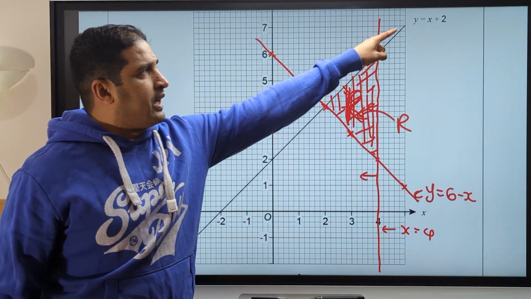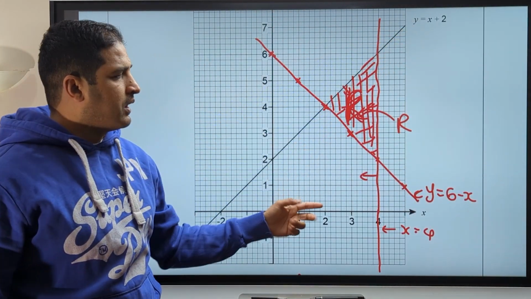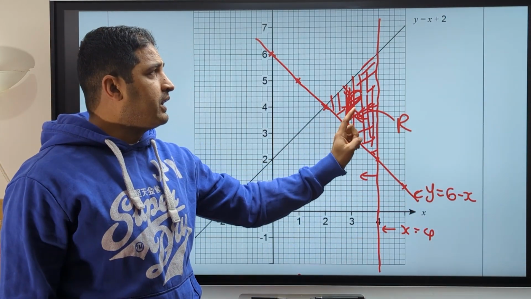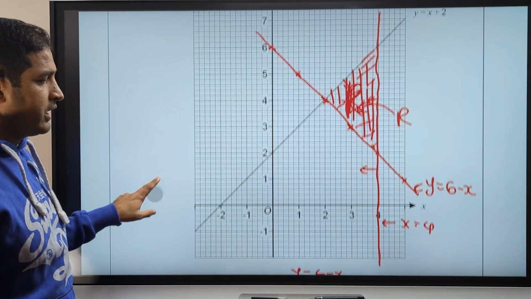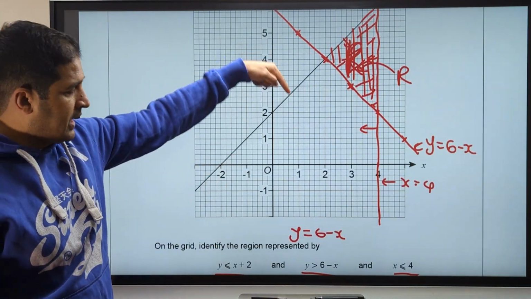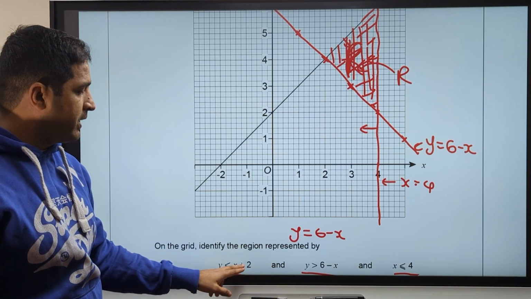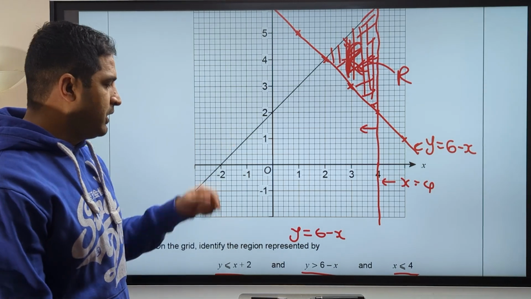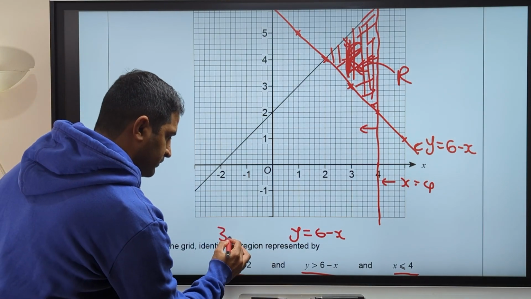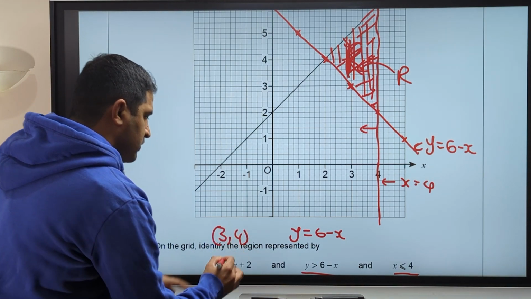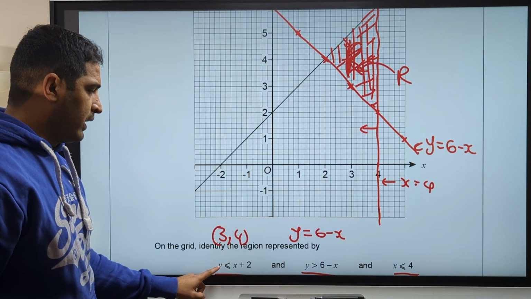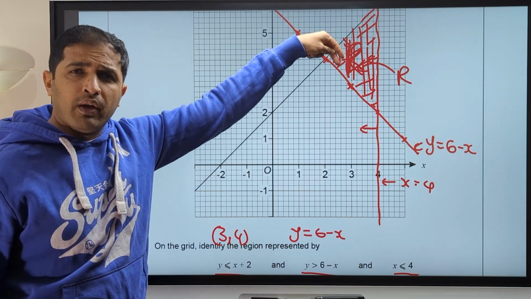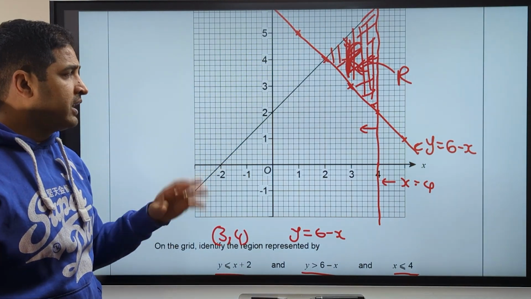So we need to draw those lines, y equal to x plus 2, y equal to 6 minus x, and x equal to 4. And then we need to decide, depending on the inequalities. So this one has to be less than. So x plus 2 has to be bigger than y. So we pick a point and substitute those values for the x. So we use the point 3, 4. So when x is 3, y would be 4. If that statement is true, then wherever that point is, that's the side we want. If that statement is false, then we don't want that side.